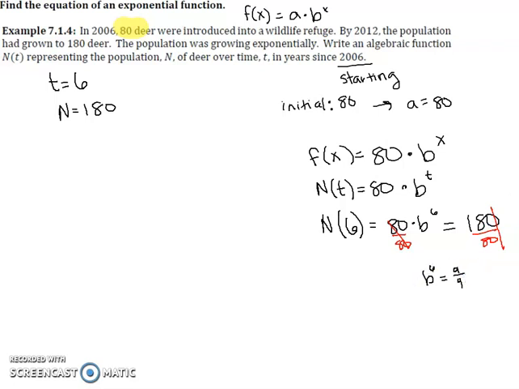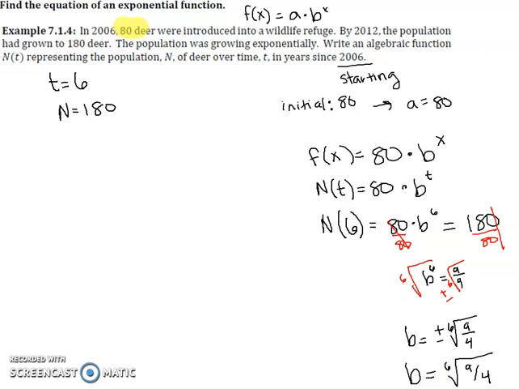And then I need to isolate b, so I take the 6th root of the left and the right hand side. So this must be plus or minus the 6th root of 9 over 4. So b is equal to positive or negative 6th root of 9 over 4. Now we have talked about how my b must be non-negative, and it may not be 1. So b must be positive 6th root of 9 over 4.